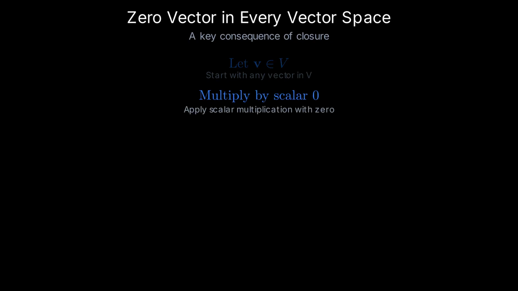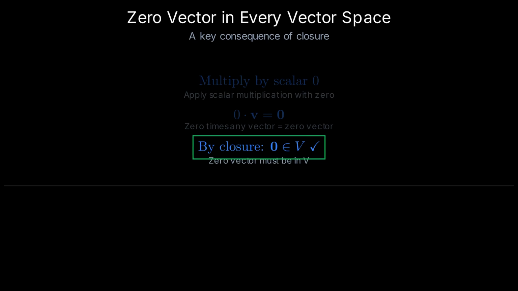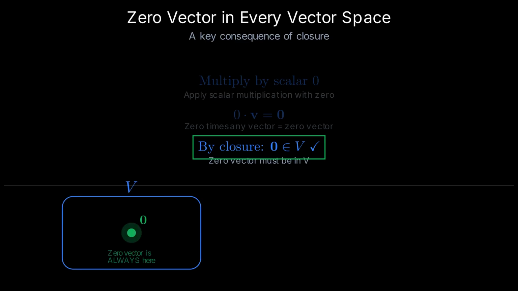A key consequence of closure: the 0 vector must belong to every vector space. This isn't a separate axiom. It follows directly from closure under scalar multiplication. Here's the argument. Let V be a vector space and take any vector v in the space. Now multiply by the scalar 0. 0 times v equals the 0 vector. And by closure under scalar multiplication, that result must remain in the space. So the 0 vector is automatically present in every vector space.